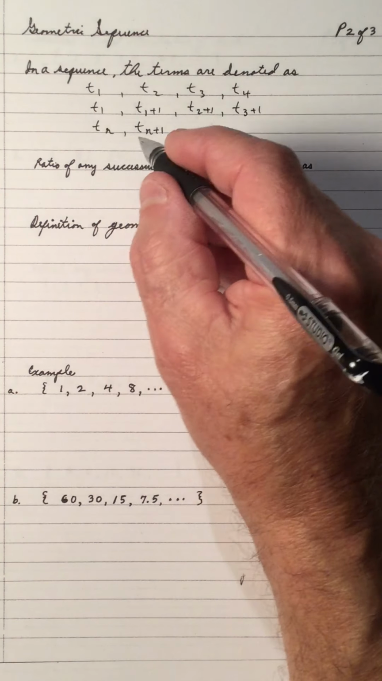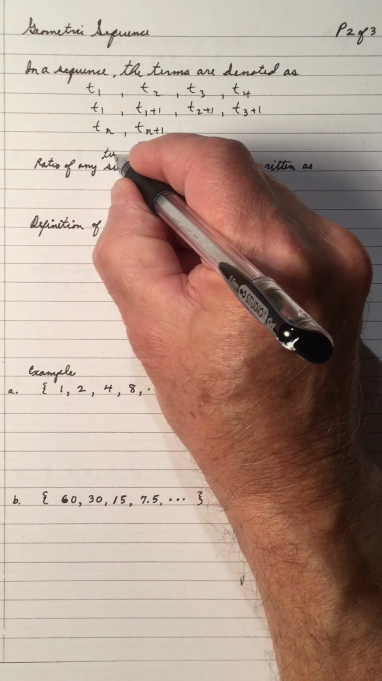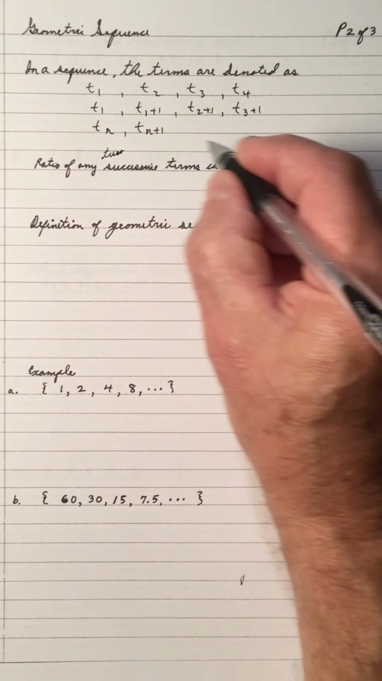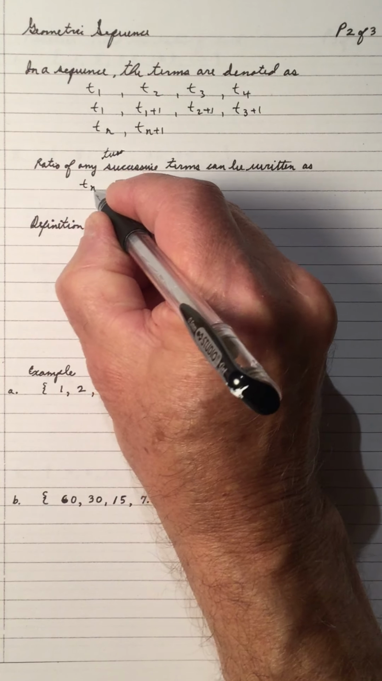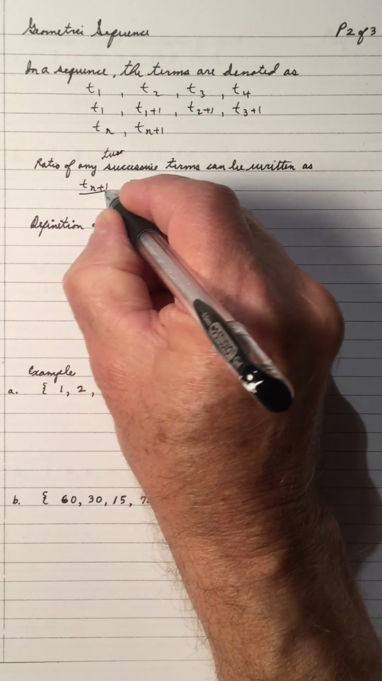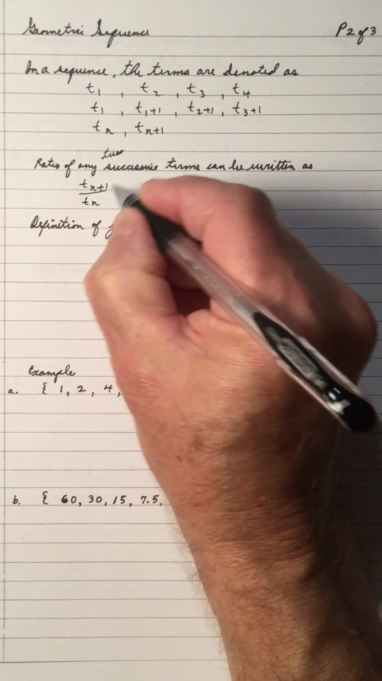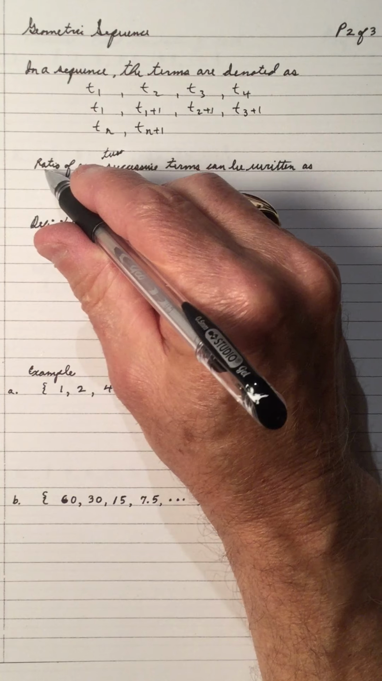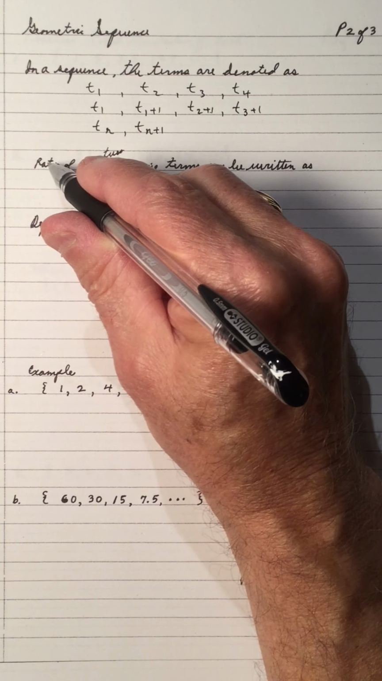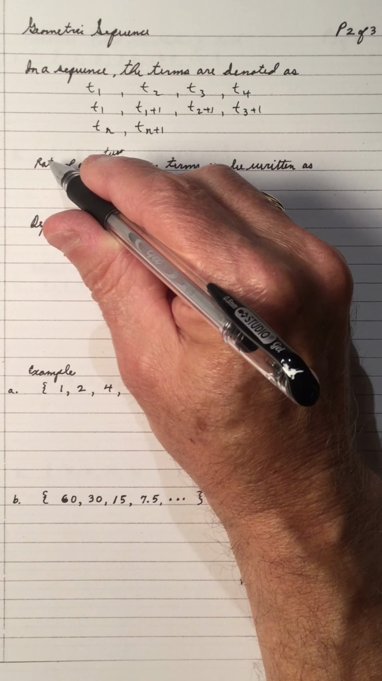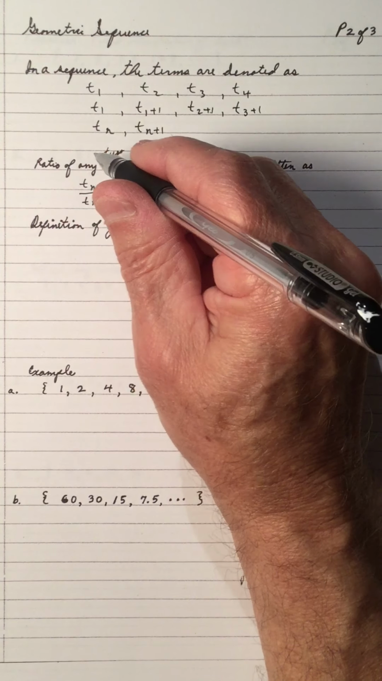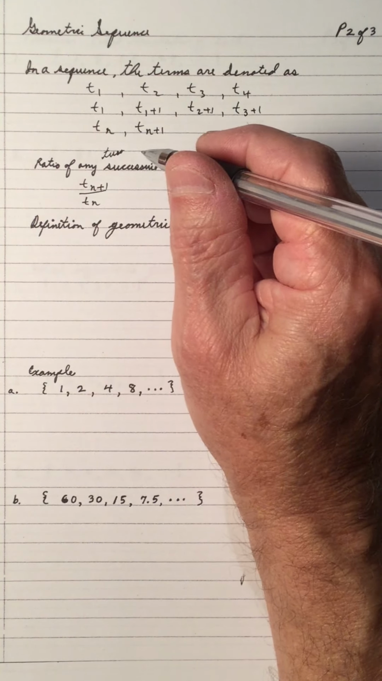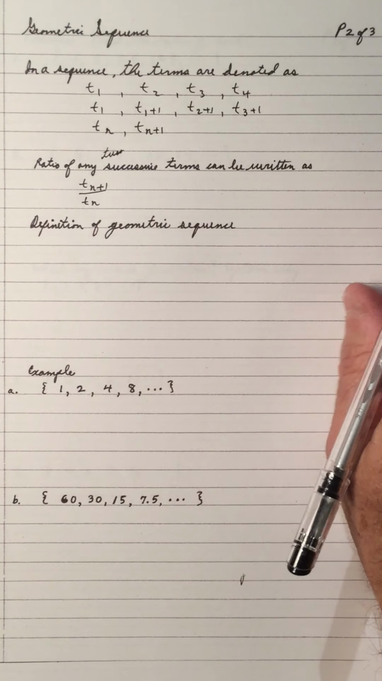The ratio of any two successive terms can be written as Tn plus 1 over Tn. A ratio is the division of two numbers. The ratio of 5 to 10 is a half. The ratio is one number divided by another.